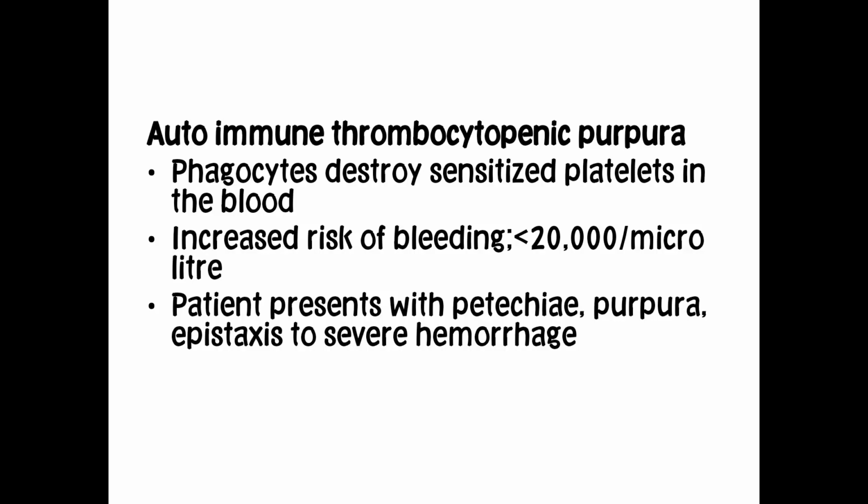Our third clinical condition is autoimmune thrombocytopenic purpura, and it occurs when the phagocytes destroy sensitized platelets in blood. Increased risk of bleeding occurs when the platelet count is less than 20,000 per microliter. If most of the platelets have been destroyed, to the extent that the platelet count in a peripheral blood smear is less than 20,000 per microliter, the patient is at high risk of increased bleeding in case of any injury.